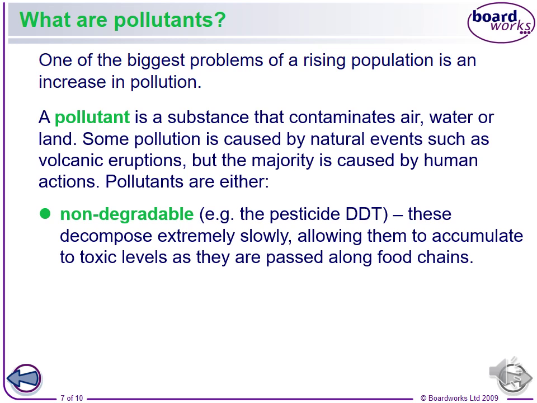So pollutants are either non-degradable, like DDT, which we just talked about, and they decompose so slowly that they're basically non-degradable.